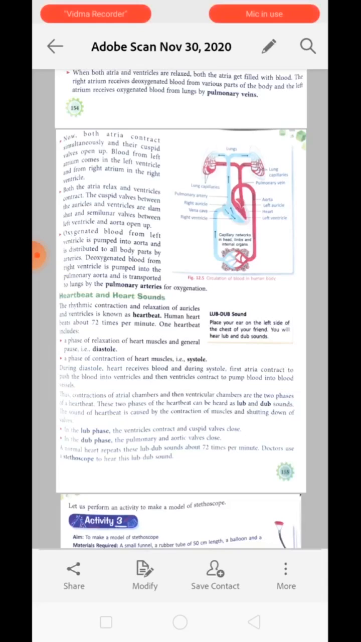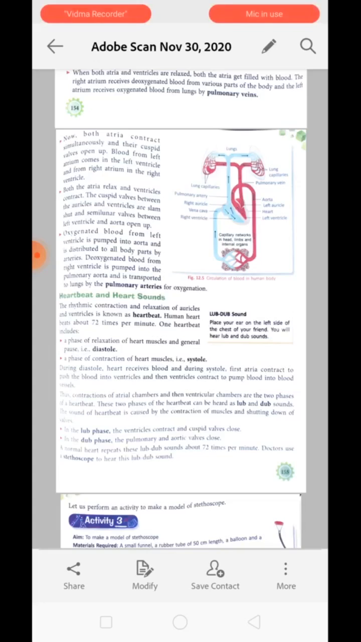First the atria contract, then they relax, and when the atria relax, the ventricles contract to push the blood. When the atria push the blood, it passes to the ventricle. When the ventricle pushes the blood, it is passed to the respective blood vessel. For example, the right ventricle passes the blood to the pulmonary artery, whereas the left ventricle passes the blood to the aorta.